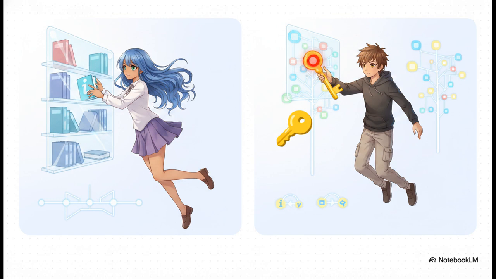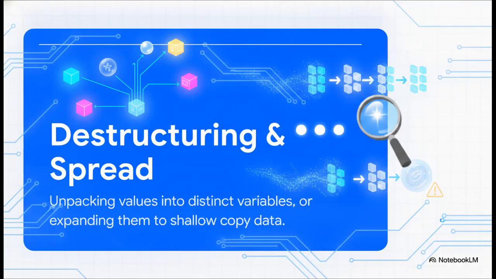Objects, on the flip side, use curly braces, and they represent key value pairs. You access an object's properties using dot notation, like user.name, or you use bracket notation if the key needs to be dynamic. Now, modern JavaScript gives us some truly elegant ways to handle these structures. Destructuring lets you effortlessly unpack properties from objects or elements from arrays straight into their own distinct variables.